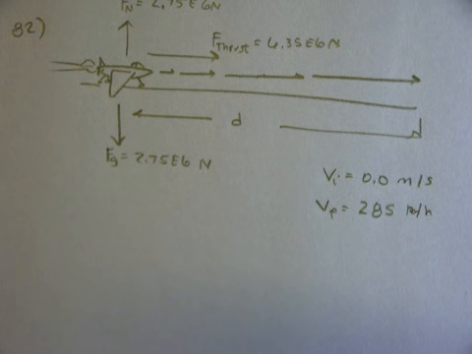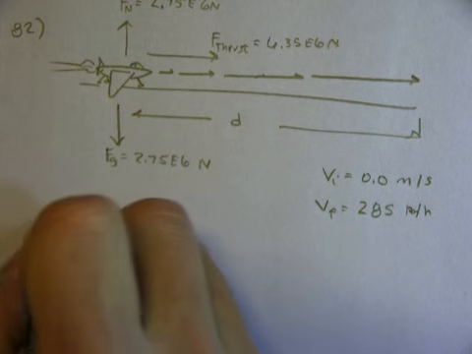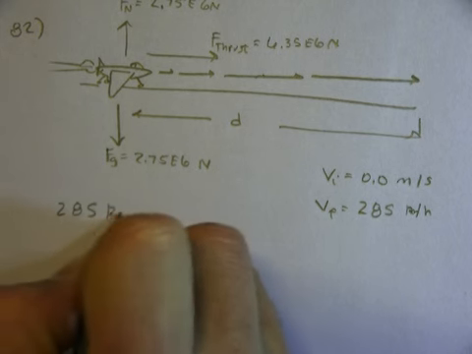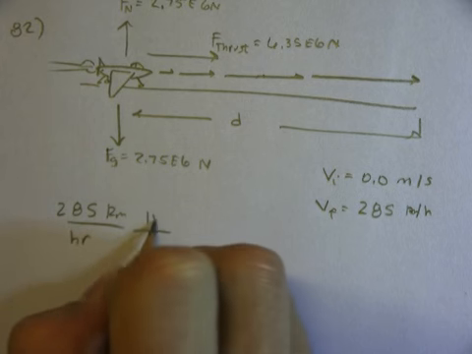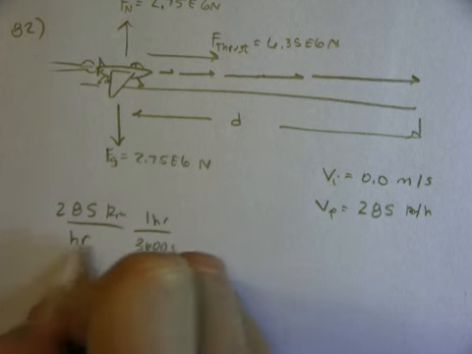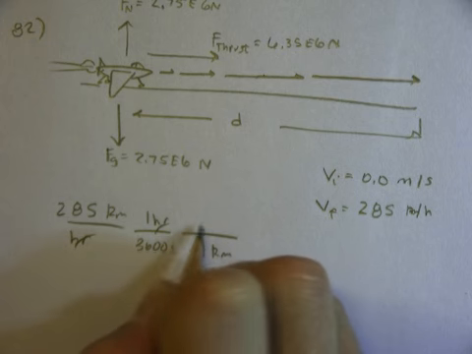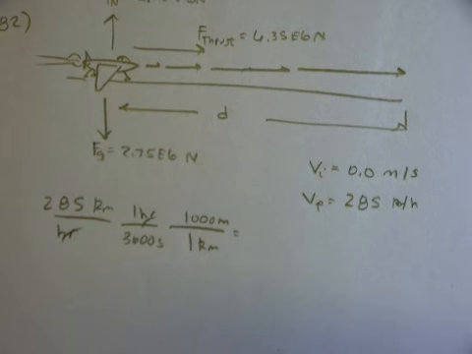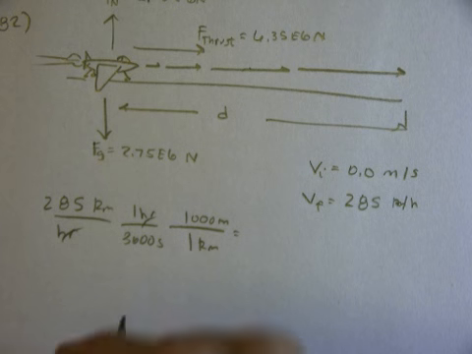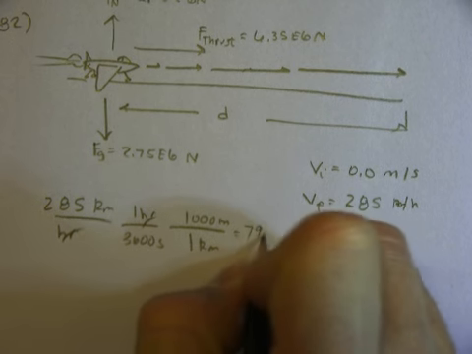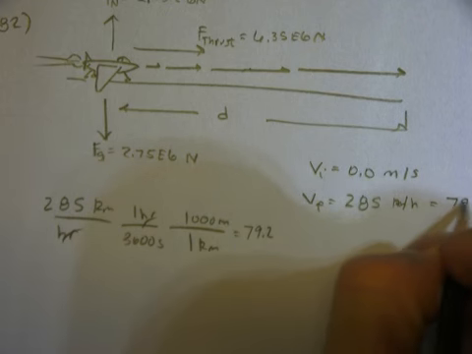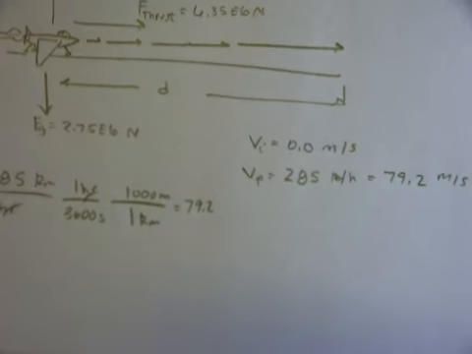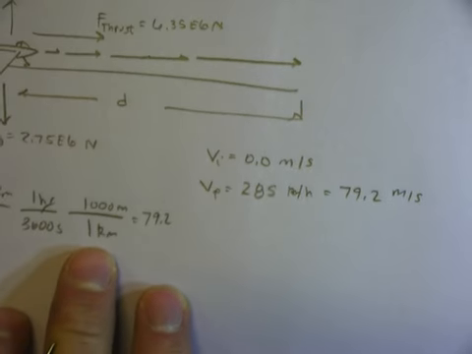Now, this isn't going to do us any good. You got to put it in meters per second. So you're going to have to use your little dimensional analysis. So 1 hour is equal to 3,600 seconds. 1 kilometer is equal to 1,000 meters. So you take 285 times 1,000 divided by 3,600, and you get 79.2 meters per second. That's our final velocity that we need.